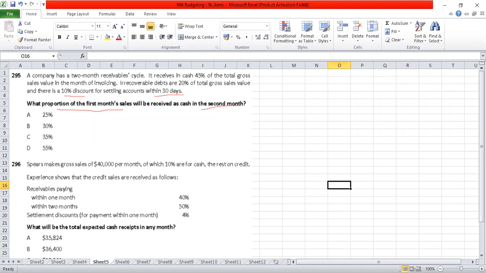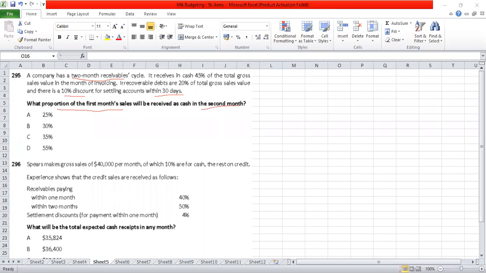So altogether, how much do they receive? What is the percentage? Here it says: what proportion of the first month's sales will be received as cash in the second month. The credit period is actually 2 months. They are allowed to pay after 2 months. But if they pay within 1 month, that is within 30 days, they can get a discount of 10%. So that is what is mentioned there. Do you understand that? Apart from this, the sales amounts are not given.